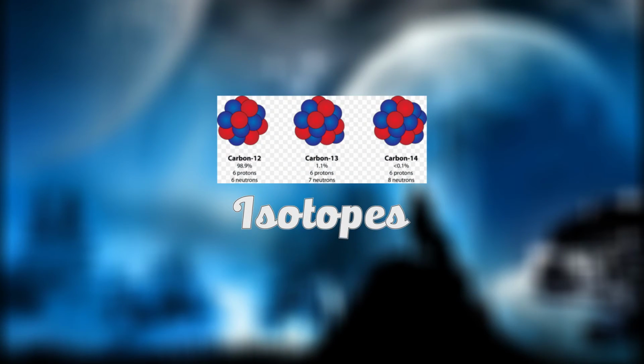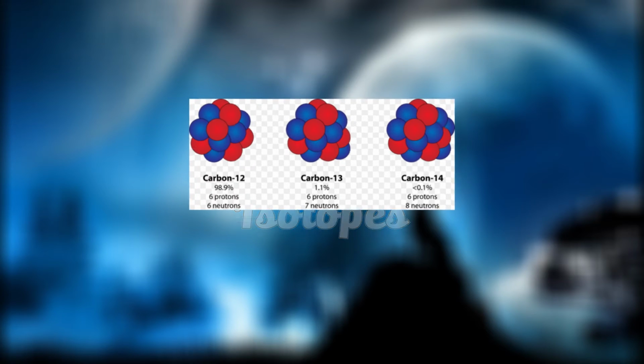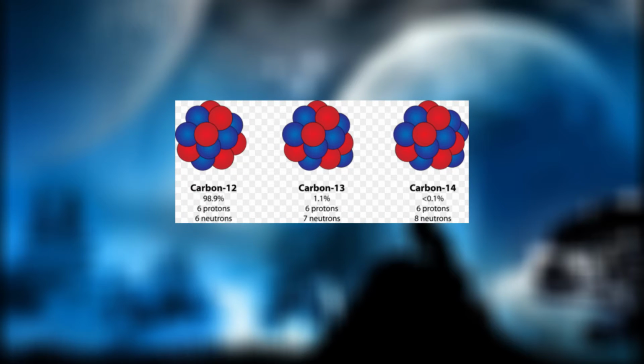Isotopes. Isotopes are atoms of the same element, but the number of neutrons can differentiate. For example, let's take carbon-12, carbon-13, and carbon-14 atoms and compare them. We can see here that carbon-12 has 6 protons and 6 neutrons. But carbon-13 has 7 neutrons, while carbon-14 has 8.